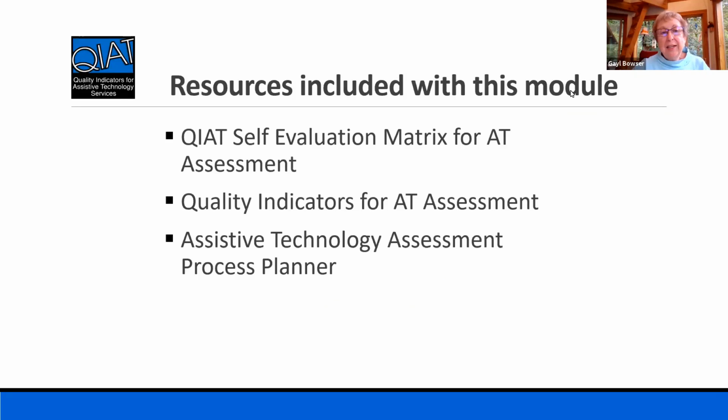So included in this packet is the QIAT Self-Evaluation Matrix for AT assessment. Complete that. It really gives you a sense of where you are and what you might want to focus on in improving your ability to provide AT assessments. Look at the quality indicators themselves for AT assessment and think about what they mean to you and how you can implement them in your district. And certainly look at the Assistive Technology Assessment Process Planner to see if that can be helpful to you in getting started. If you've already provided some assistive technology assessments, but you want to improve your process, these tools can be equally helpful for that purpose.